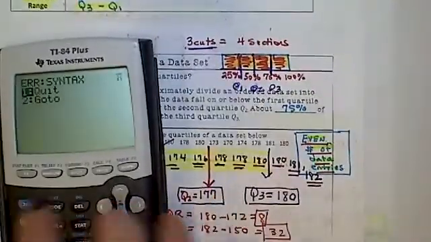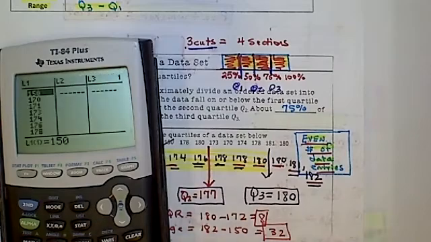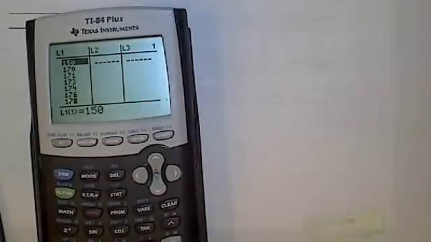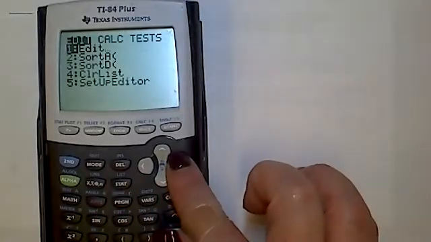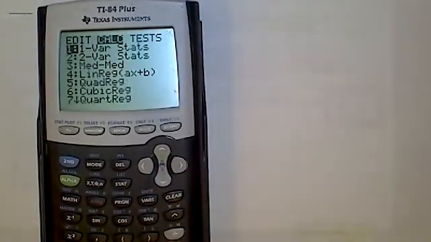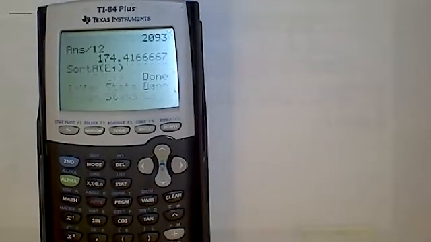So it's going to put all those numbers from least to greatest. And that's very helpful, especially when you have a lot of data points and you don't want to order all those. To calculate your stats, you're going to hit stat, you scroll over to calculate, and you pick number 1, and you keep hitting enter.